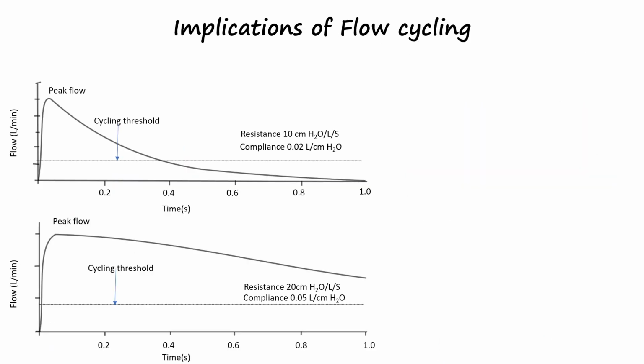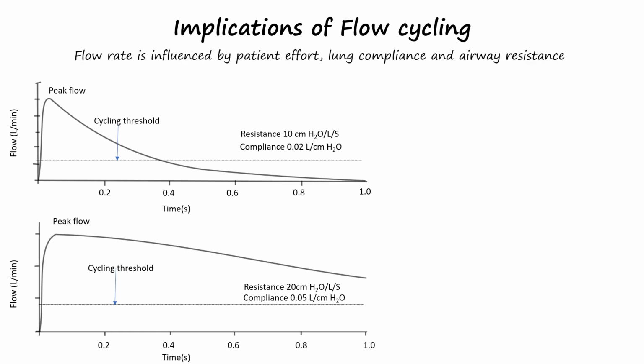The flow of air in the lungs is influenced by the patient's respiratory mechanics, including their effort, airway resistance, and lung compliance. As a result, the flow can vary significantly between patients and even between breaths for the same patient. Consequently, using a fixed percentage of the peak inspiratory flow as the cycling threshold can lead to considerable variability in the flow rates at which the machine transitions from inspiration to expiration.